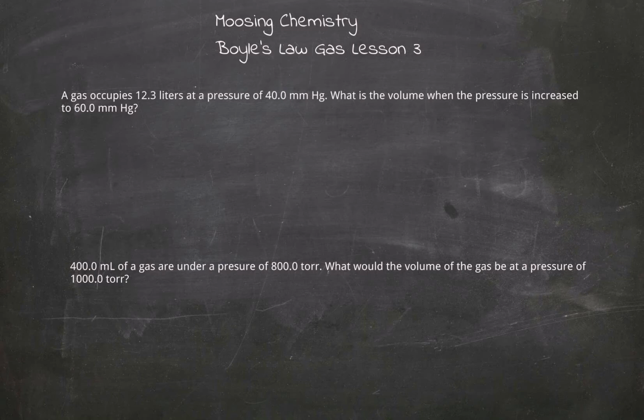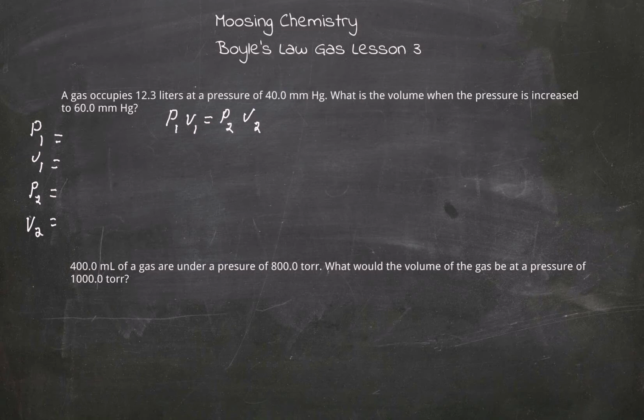So let's go ahead and write down Boyle's Law first. Boyle's Law, remember, is pressure 1, volume 1 equals pressure 2, volume 2. So let's list our pressures and volumes: P1, V1, P2, V2. We're going to set everything up here, and I like doing this because it helps us figure out who's who and keep things straight.